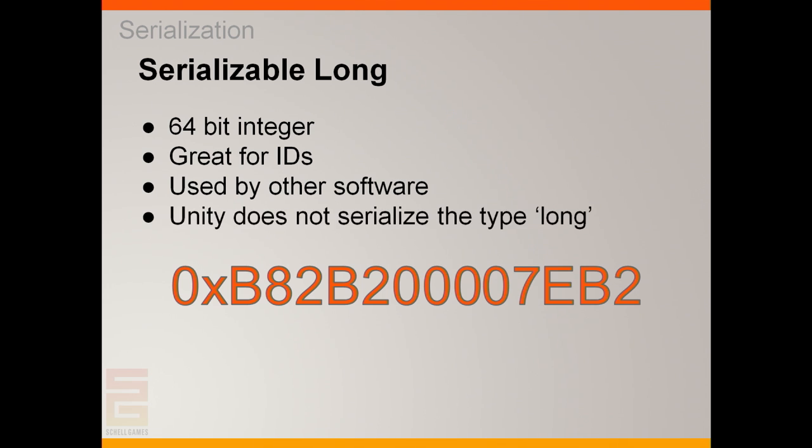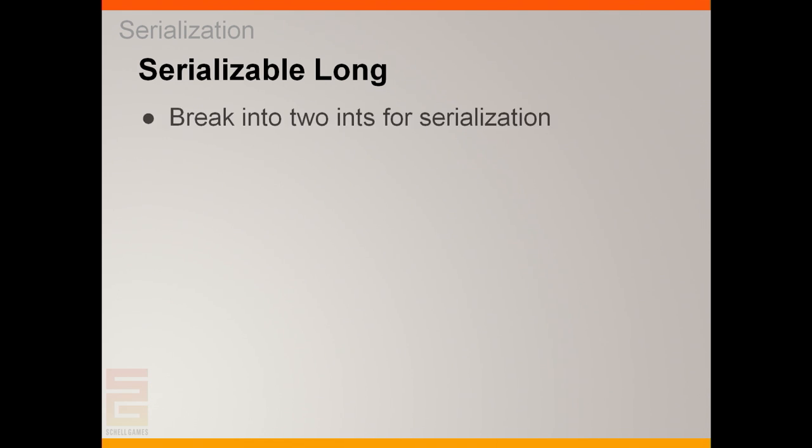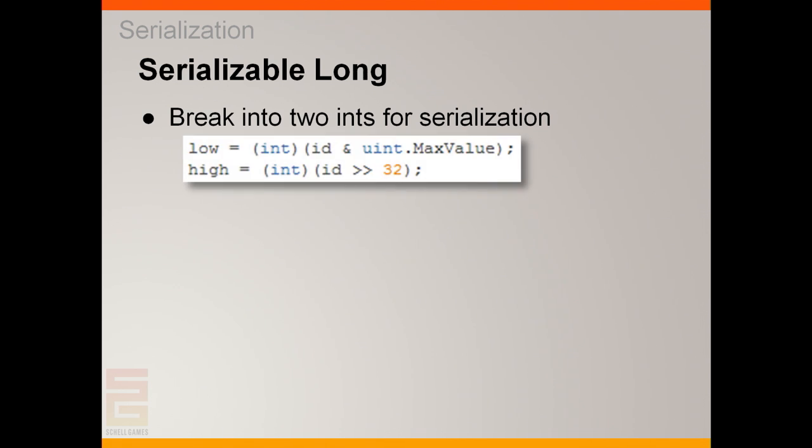So what we do for this, Unity does not serialize it, but we already know that. It serializes string, just doesn't do long. So what we do for this is we break it into two ints, which is a little straightforward. We just bit shift it to get high order and low order bits.